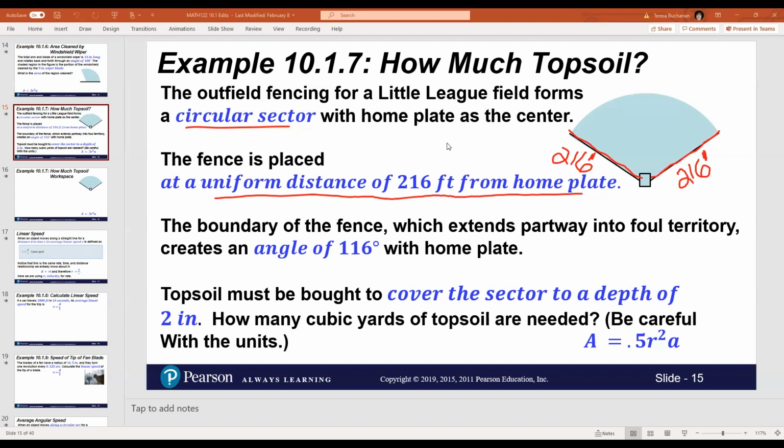The boundary of the fence, which extends partway into foul territory, creates an angle of 116 degrees with home plate. So we're told right there that this is 116 degrees. Here's where things get exciting. Topsoil has to be brought in to cover the sector to a depth of 2 inches. How many cubic yards of topsoil are needed?